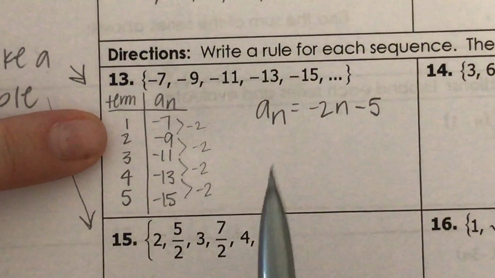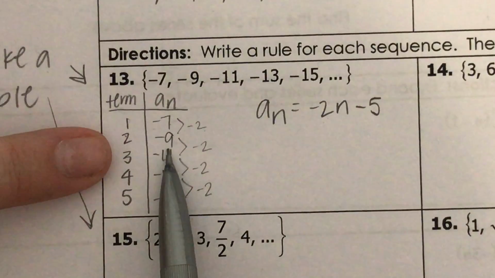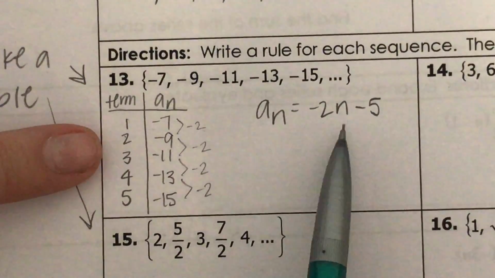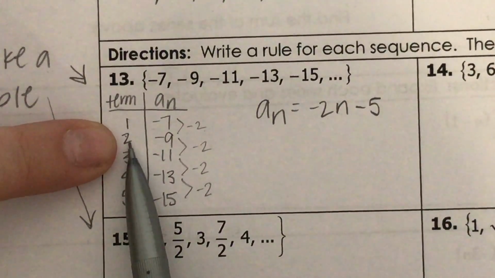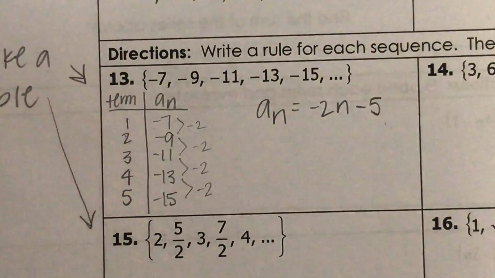Let's test it with another one. -2 times 2 is -4. Oh, I'm sorry, I was doing this wrong. How do I get from -4 to -9? Subtract 5. So yeah, it works.